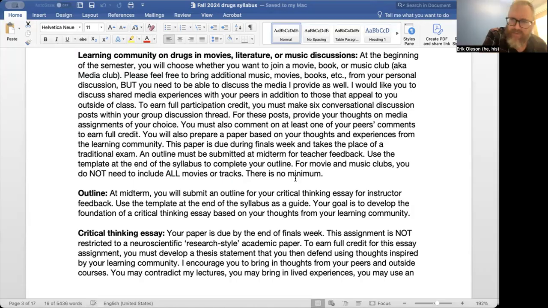You can default to that if that is what you're most comfortable with, or that's what you're passionate about. Maybe you really want to delve into, say, gender differences in addiction, and you really want to explore the academic literature further on that and relate some of that back to either the movie club or the music club. Either would be very feasible with that topic.